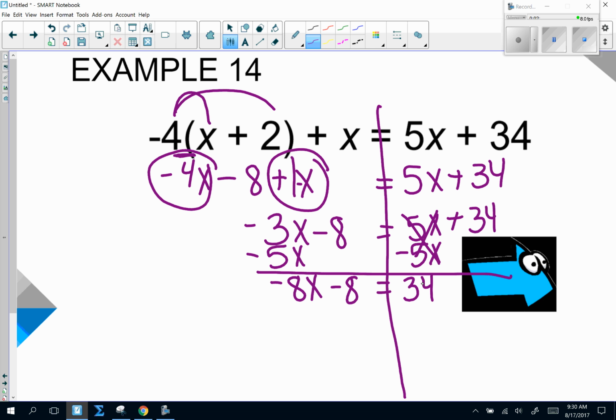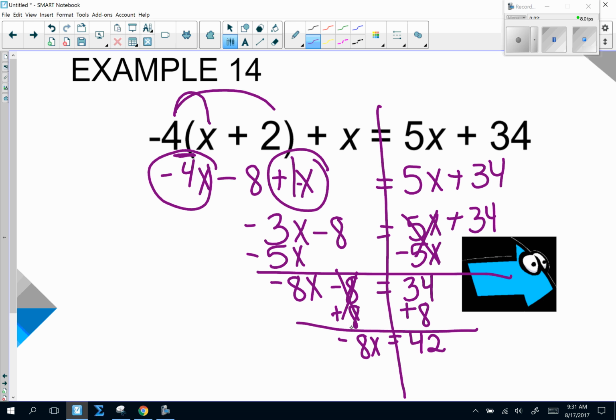So now I have to get my plain old numbers or my constants on the other side of the equal sign. So I have to move the -8. To move a -8, I have to do the opposite. So I'm going to add 8. Again, whatever I do to one side, I do to the other. So -8 plus 8 adds up to 0, so I'm going to cross those out, and on this side I have a -8x is equal to 34 plus 8 is 42.